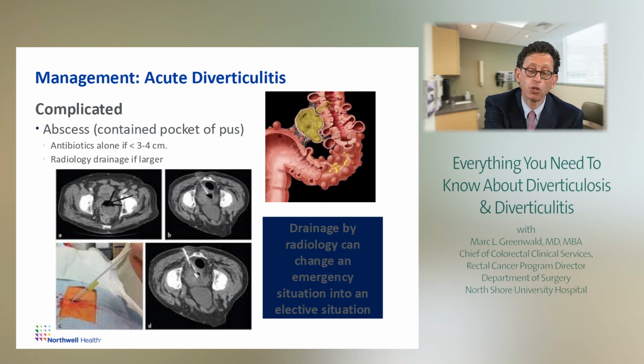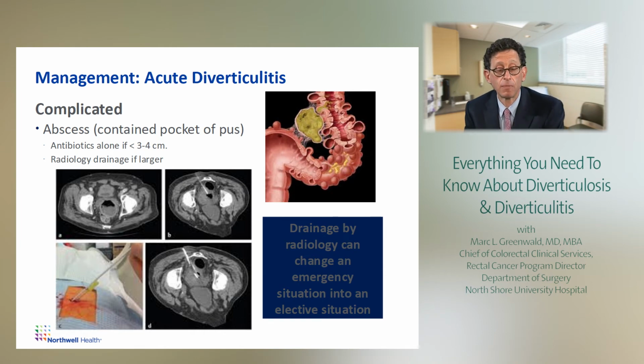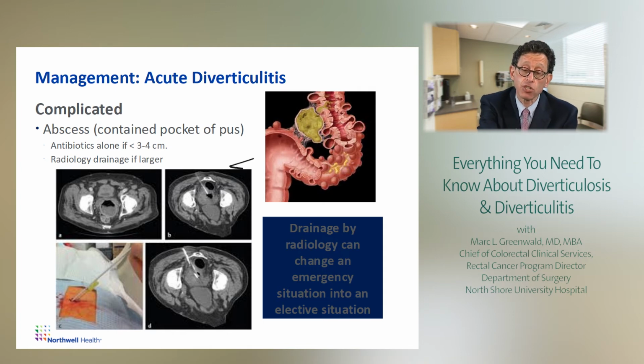So you have this circle, you have the dark area there, that's air. You have the gray area with a line, sort of horizon on it, that's pus in there. And we ask our radiology colleagues if they can drain this, because that's not going to get better on its own.